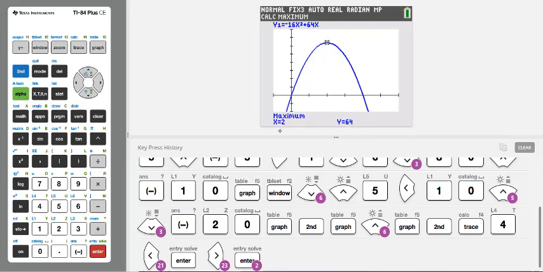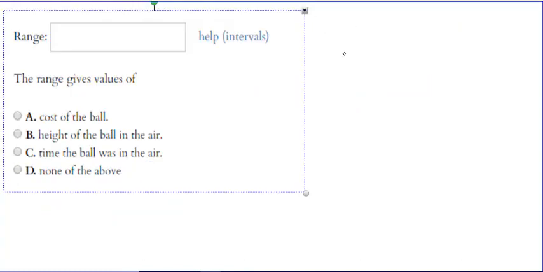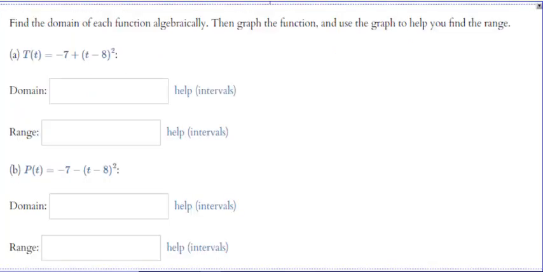It'll say the max was at 2 seconds, which is great, but that's the next value, 64 feet. So when we look at this, the range went from 0 to 64. Okay, so that is 0, 64, and that is the height of the ball in the air. Okay, now we're going to look at these, and we're going to use these same type of things to get what we're looking for as far as the domain and range.